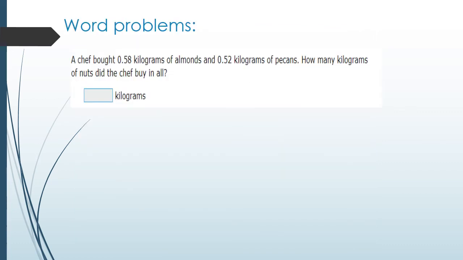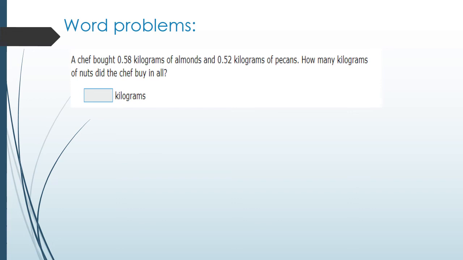Word problem. Here we want to practice adding decimals in word problems. The word problem tells us where we use decimals in our real life. The first example: A chef bought 0.58 kilograms of almonds and 0.52 kilograms of pecans. How many kilograms of nuts did the chef buy in all? In all means what? Addition. Excellent.